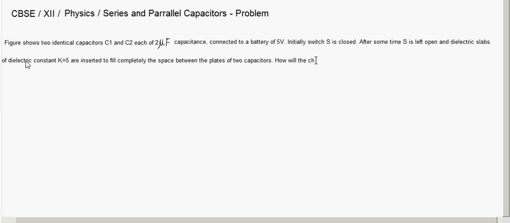How will the charge and potential difference between the plates of the capacitors be affected after the slabs are inserted?